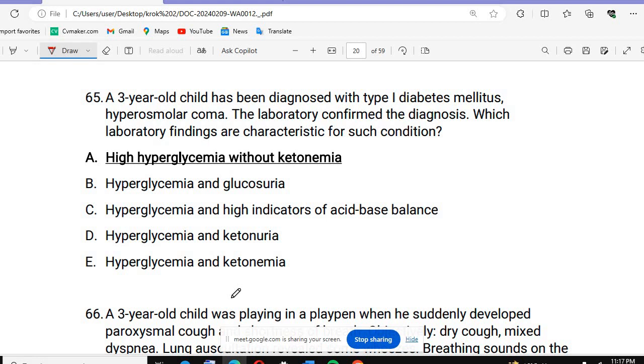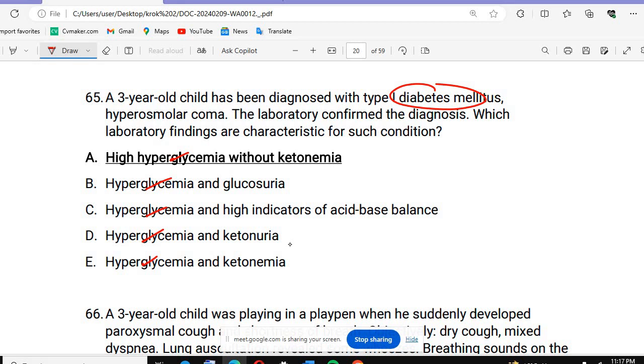Then question number 65: a 3-year-old child has been diagnosed with type 1 diabetes mellitus, hyperosmolar coma. The laboratory confirmed the diagnosis. Which laboratory findings are characteristic for such a condition? See, we have diabetes mellitus, so we will have hyperglycemia. Everything will be related to the hyperglycemia.